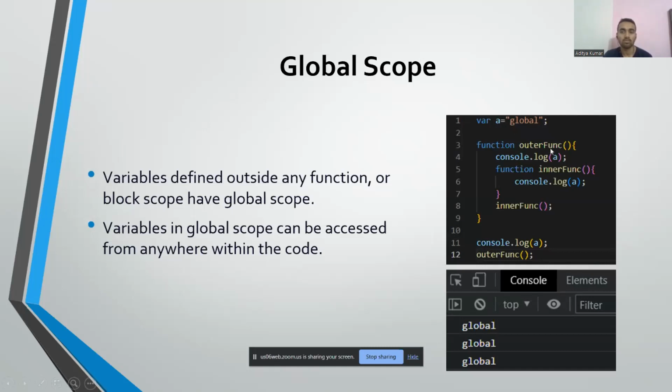and here's a function, outer function. I'm console logging a variable in it, and there's another nested function, and I'm again console logging a in it. So basically I've console logged a 3 times, and I'm getting output global 3 times. So it shows I can access a global variable from anywhere within the code.